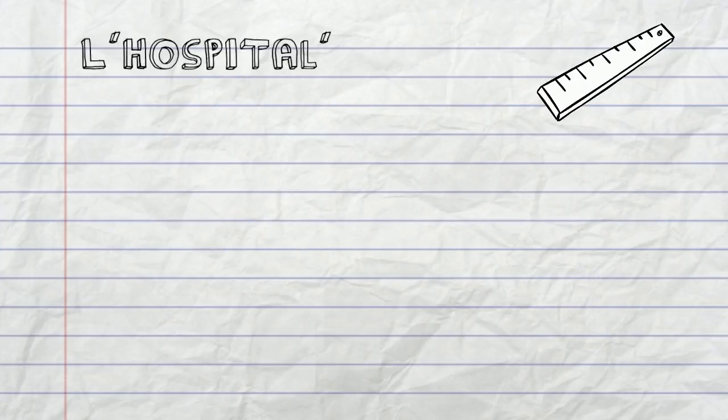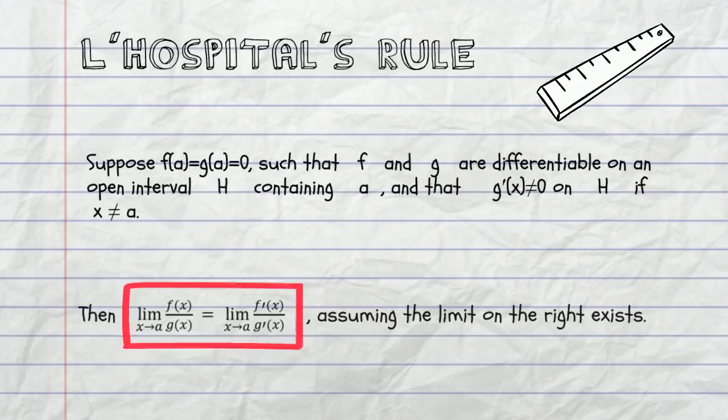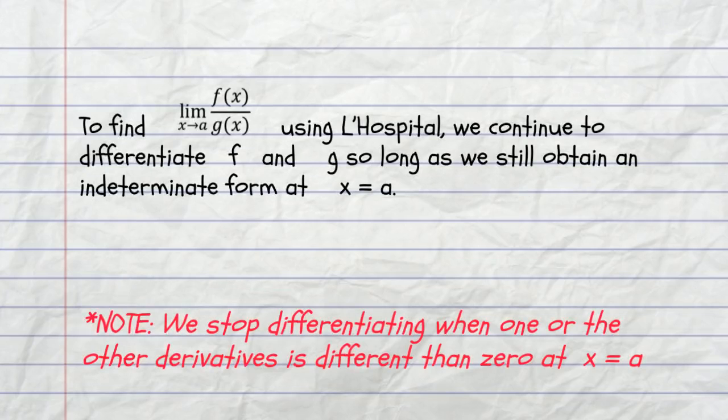This brings us to L'Hopital's rule, which states that the limit of f of x over g of x as x approaches some value a is the same as the limit of the derivative of f over the derivative of g. This is assuming that the original limit results in an indeterminate form such as 0 over 0. We must also note that we continue to take the derivative of the function for as long as we continue to obtain an indeterminate form with substitution. Once either the numerator or denominator are no longer 0, we are done.